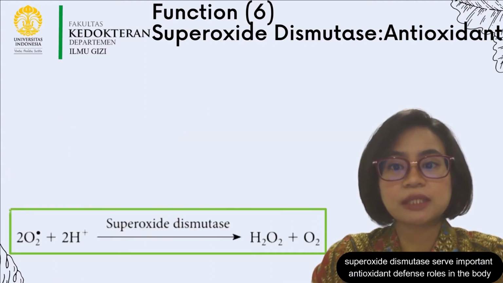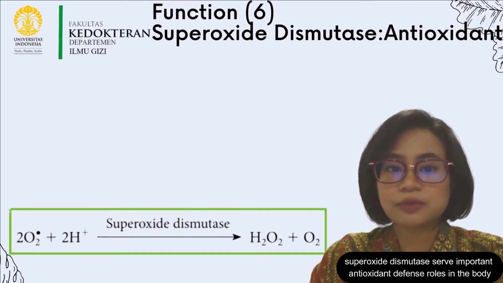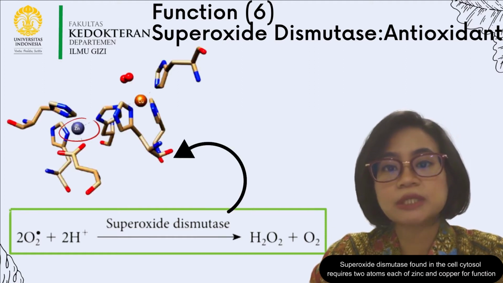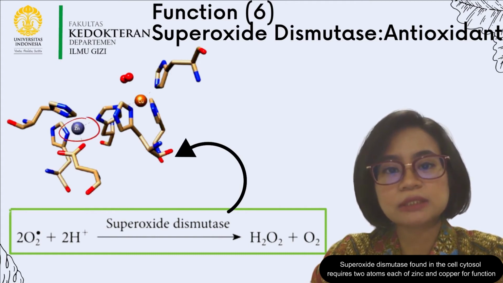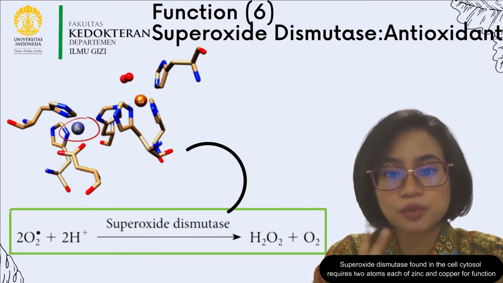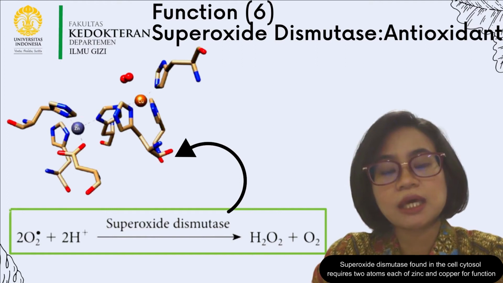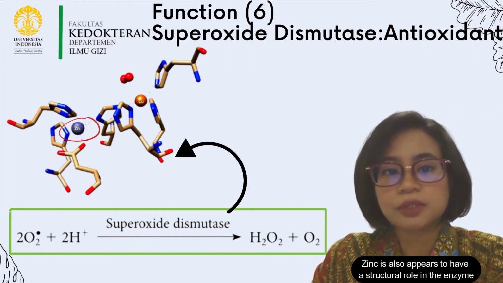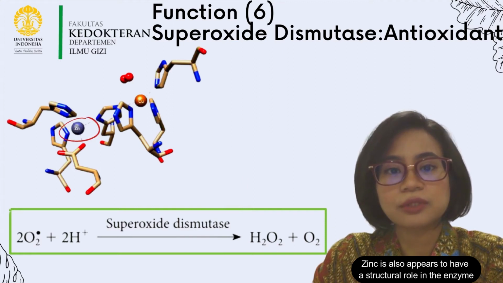Superoxide dismutase serves important antioxidant defense roles in the body by catalyzing the removal of superoxide radicals. Superoxide dismutase found in the cell cytosol requires 2 atoms each of zinc and copper for function. Zinc also appears to have a structural role in the enzyme.